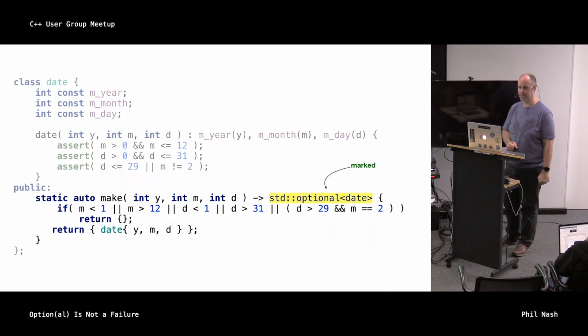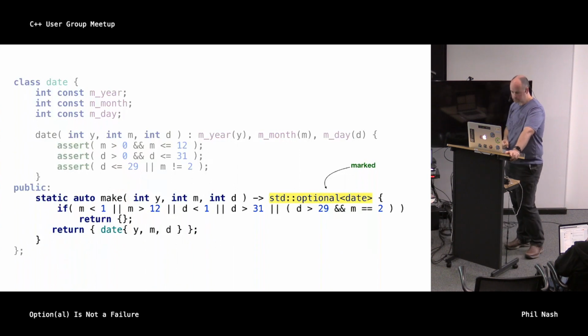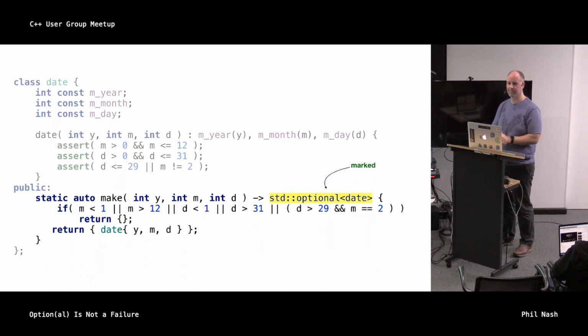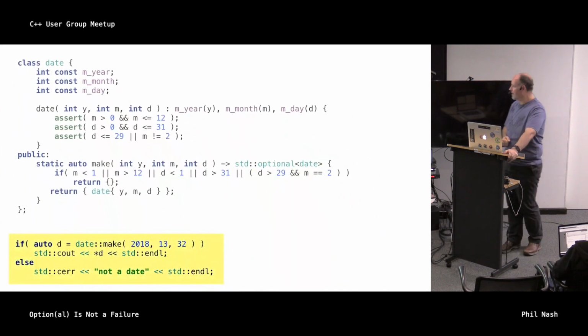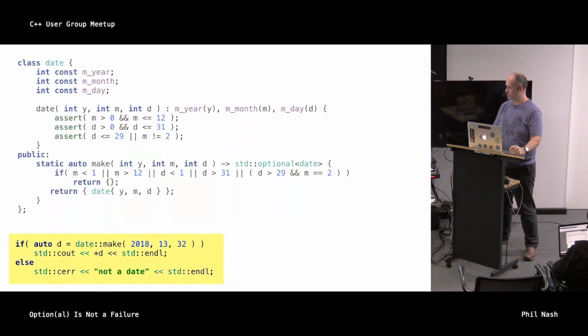Here I've just added a static method called make. So it's actually like a factory function. That does the validation in an if statement, and will return an empty optional if it fails, otherwise returns the actual constructed date wrapped in an optional. So we get an optional date. And then in the usage code, we can just compare that in an if statement because it has an explicit conversion to bool. And if it is valid, we can dereference it like a pointer. Otherwise, well, we don't get any more information than that, so we just have to report that there's an error.